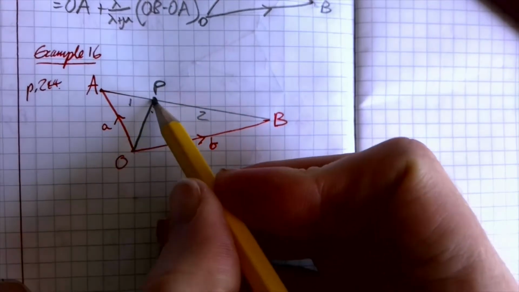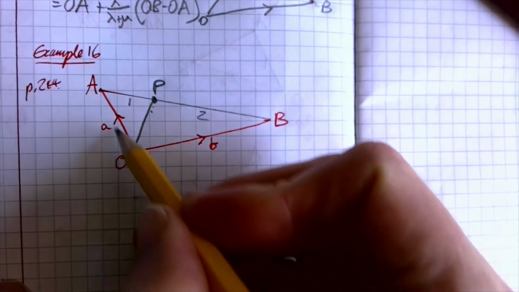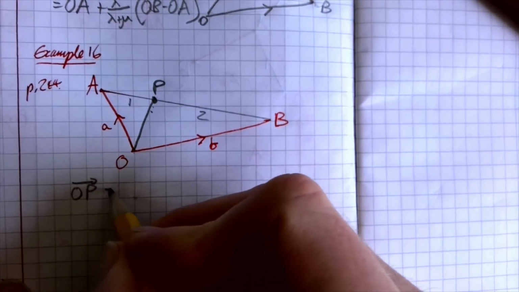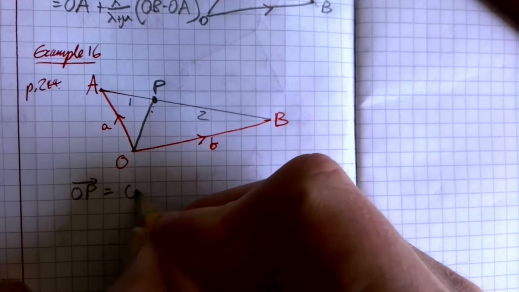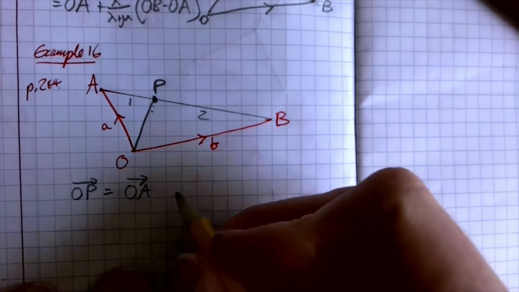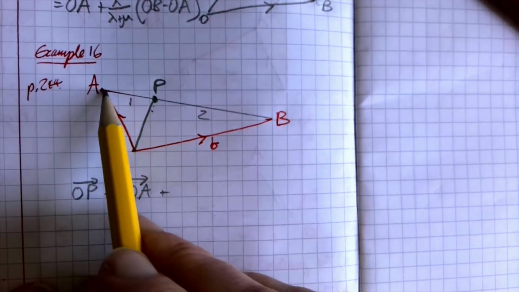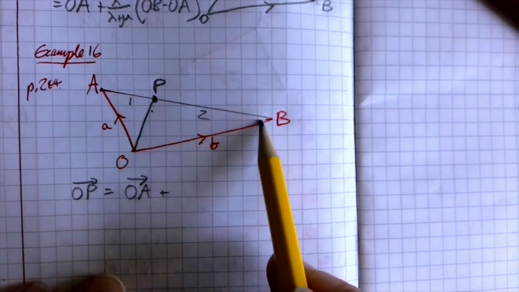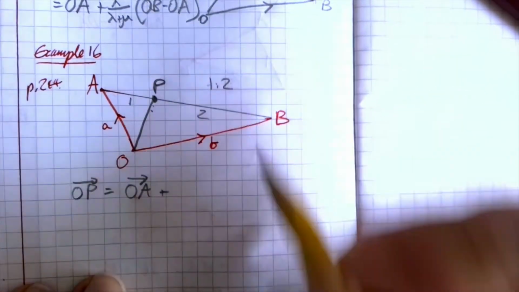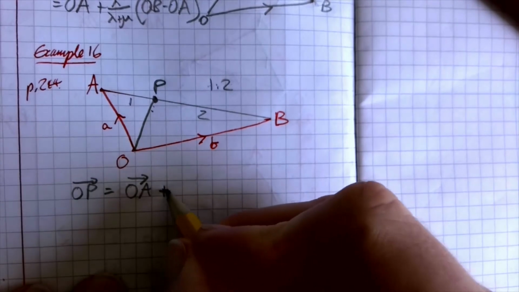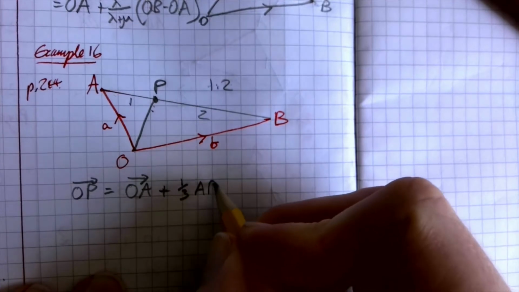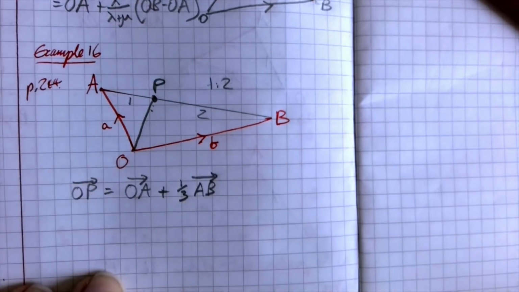So I'm going to try to get to there. In order to do that, I'm going to go to A first. So OP is going to equal OA, which I know I'm going to call A, and then it's going to be 1/3 of the way along, because it's the ratio 1 to 2. That means we've got 3 parts altogether. It's going to be 1/3 of the vector A to B.